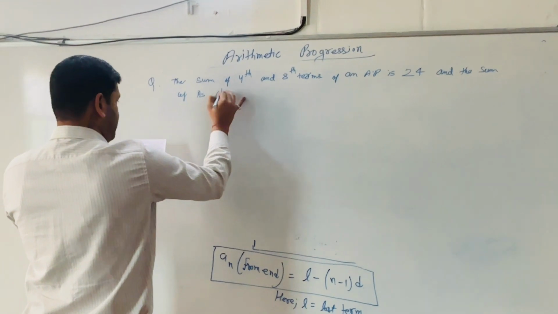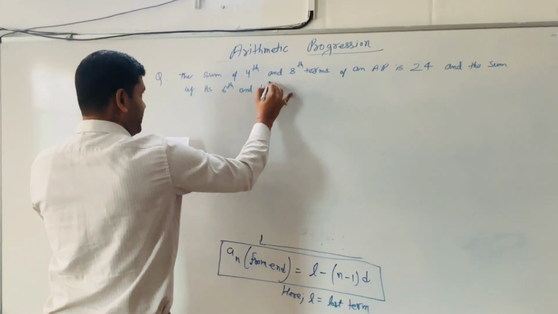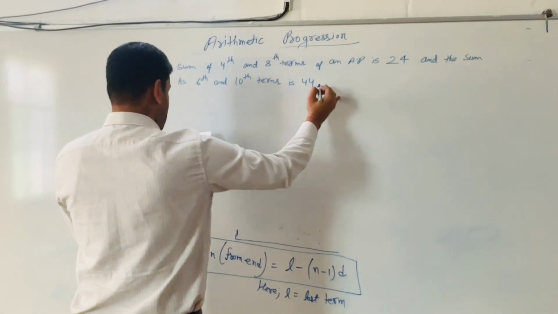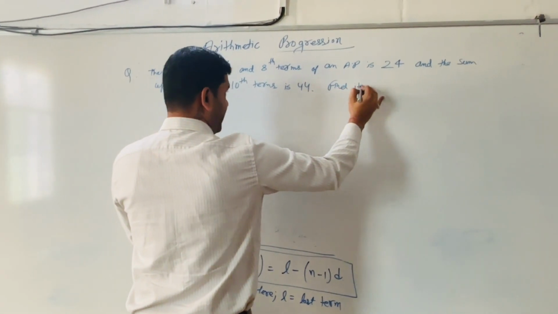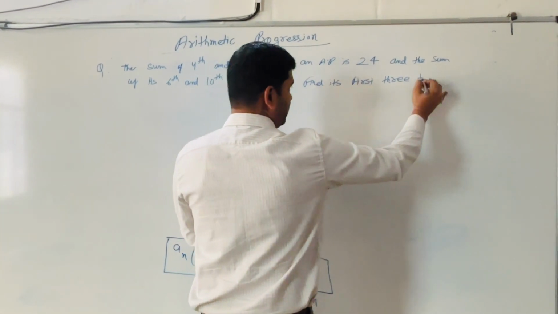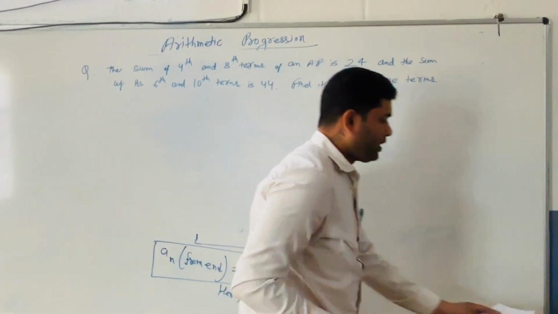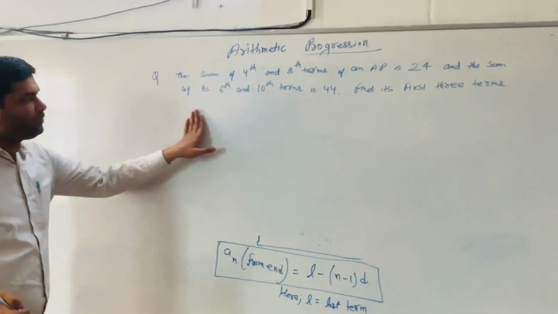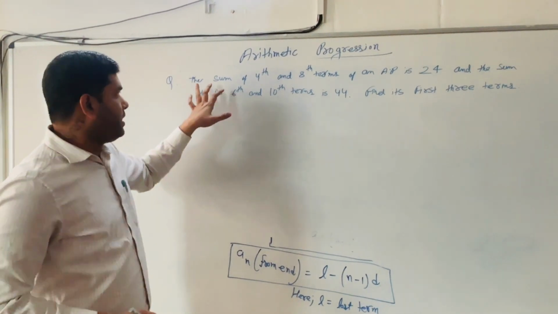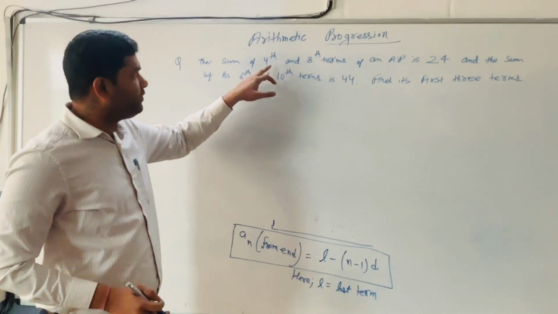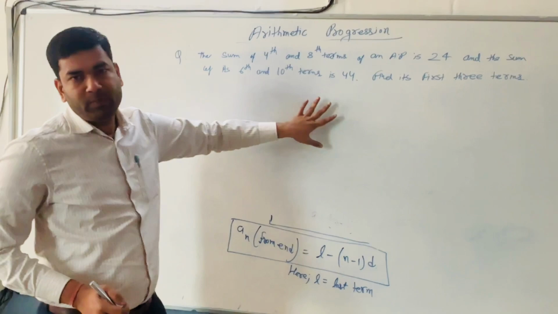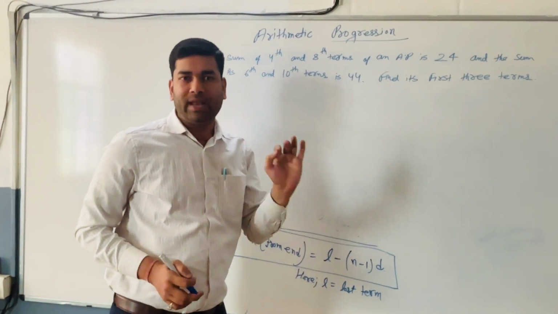its sixth and 10th terms is 44. Find its first three terms. The question is that first of all we have to read the question very carefully, what is being asked of us and what is given to us. We are being given the fourth and eighth terms, the sum of the fourth and eighth terms, that is 24. Directly the AP is not given, a is not given, d is not given, n is not given.